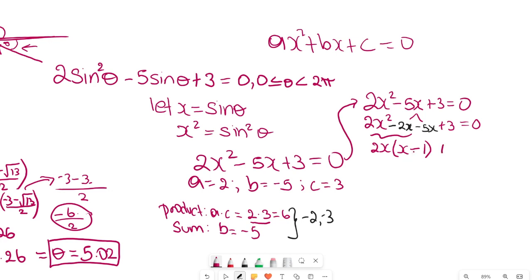But since I want to have a negative here, let me see. That shouldn't be a 5. That should be a 3. There we go. It should be 2x minus 3x because we're using these two numbers. So minus 2x and minus 3x. There we go. So we can actually pull out a 3 here.